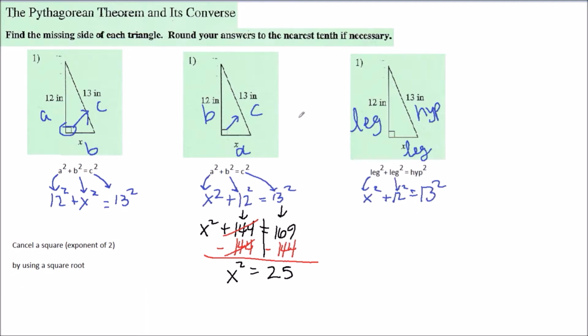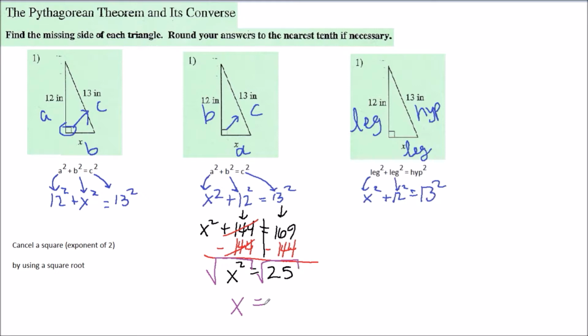Let's see here. Cancel a square, an exponent of 2, by using a square root. So if I do the square root of x squared, that will give me x. But again, this is an equation. I change one side, I have to change the other side the same way. So I have to do the square root of 25.